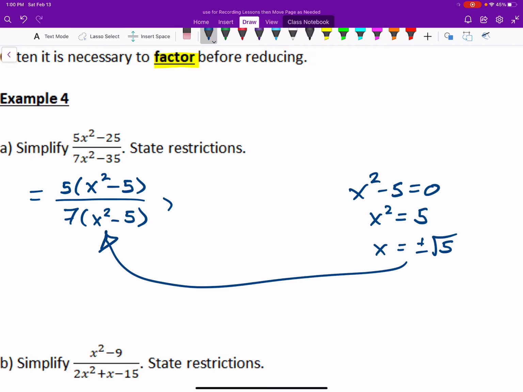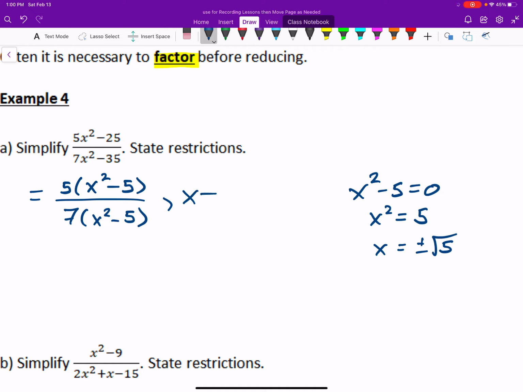Because when I stick that back in here, positive square root of 5 squared is just 5. And 5 minus 5 is 0, and 0 times 7 is 0. Same thing happens if I put the negative square root of 5 in there. Negative square root of 5 times negative square root of 5 would give me positive 5. Minus 5 would be 0. Times 7 would still be 0. So there's two restrictions here.